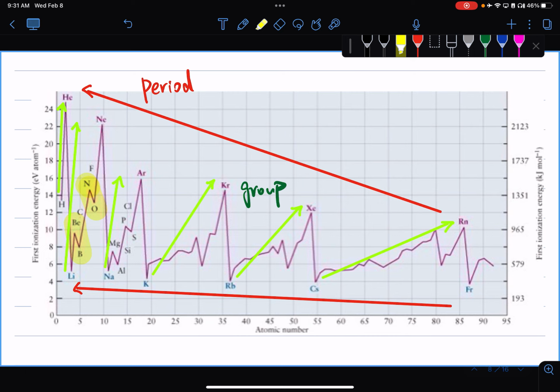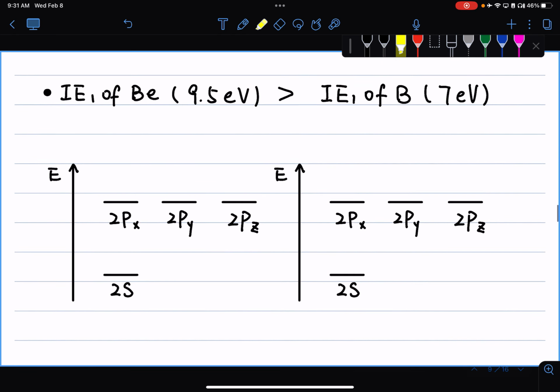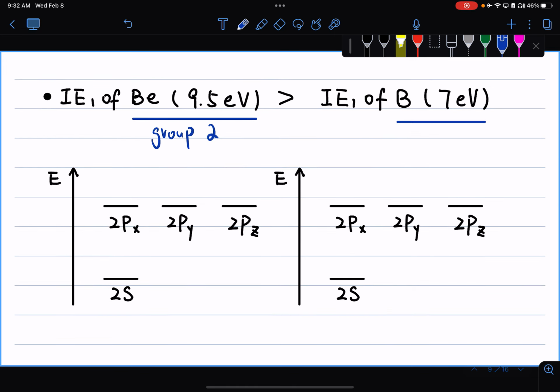So now we're talking about the exceptions in our periodic trend along the group number. In this case, the first ionization energy of beryllium is 9.5 electron volts. And the first ionization energy for boron is 7 electron volts. You don't need to remember it. But you want to know that beryllium is in group 2, and boron is in group 3.